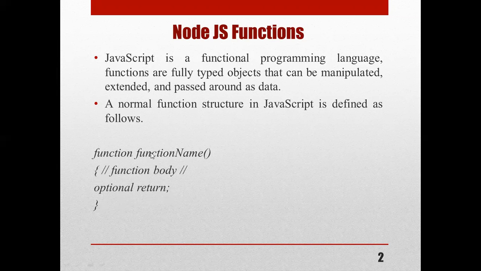Here you can see the syntax of a function declaration in JavaScript: function, function name, opening and closing brackets, then inside the curly braces the function body and an optional return statement. This is the declaration or structure of a function in JavaScript.